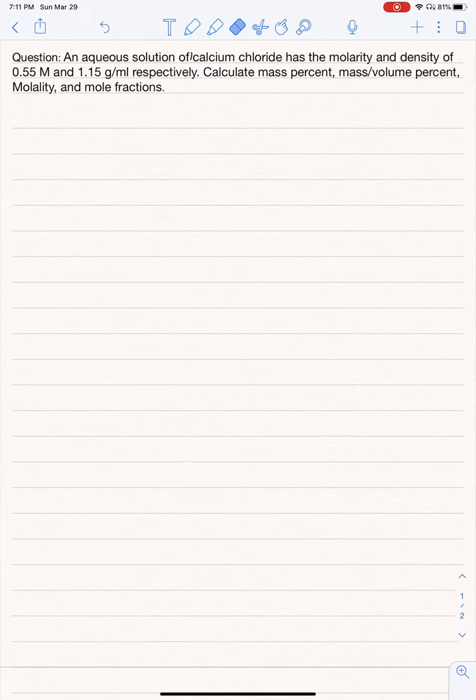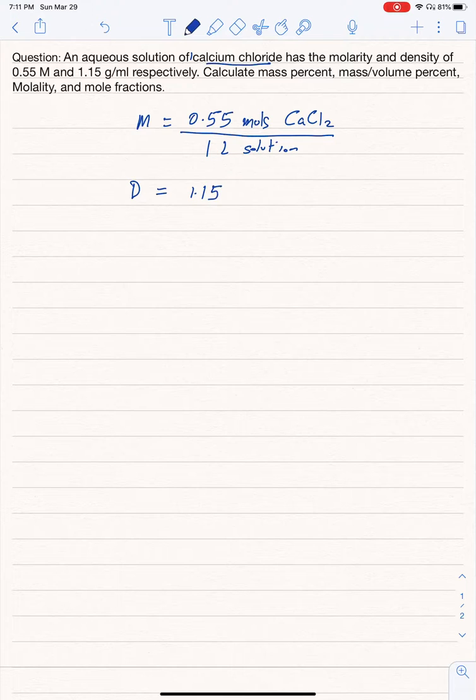So we have the molarity given, so I'm just going to go ahead and write down whatever we are given. We're starting out with the molarity, which is 0.55, and it's going to be the moles of calcium chloride. The formula for the calcium chloride is CaCl2, divided by 1 liters of the solution. In addition to that, this particular solution has the density of 1.15 grams of solution per milliliters of solution. So that's how you actually read the density.